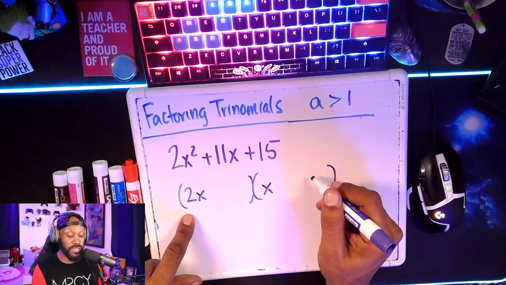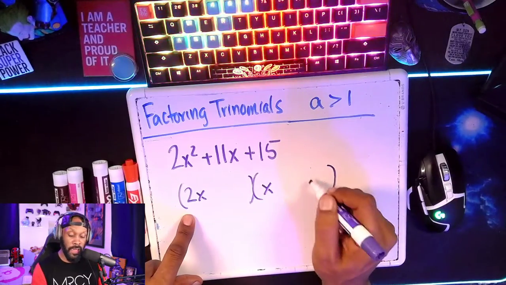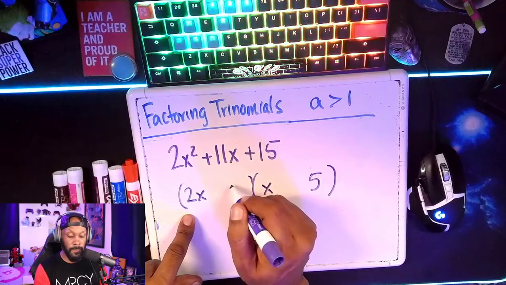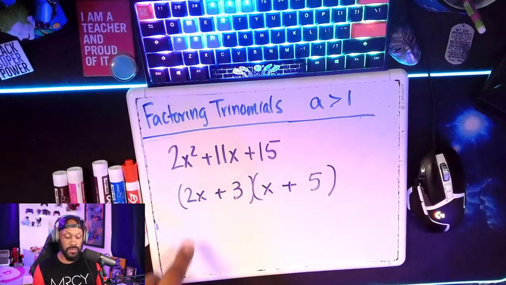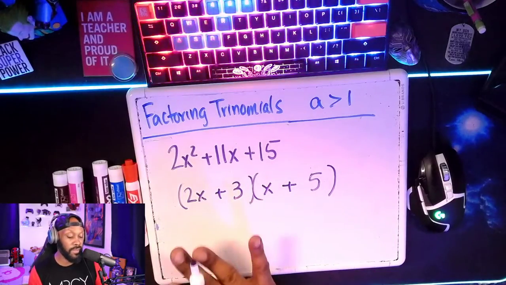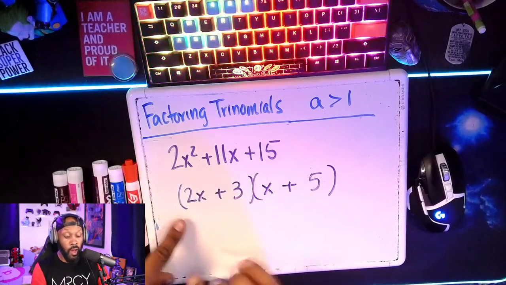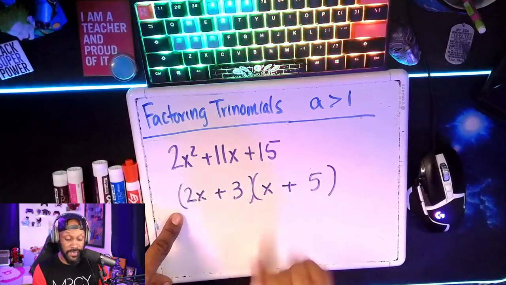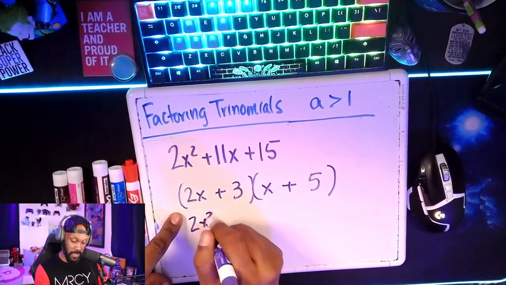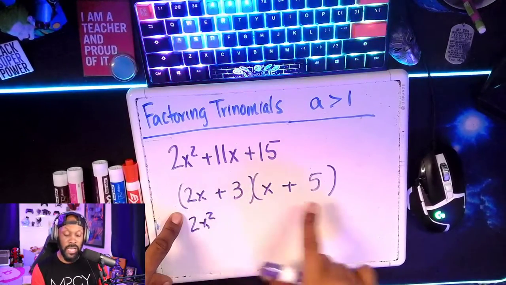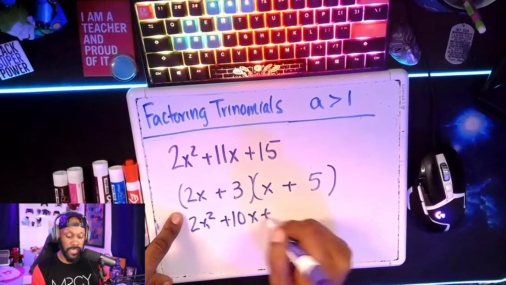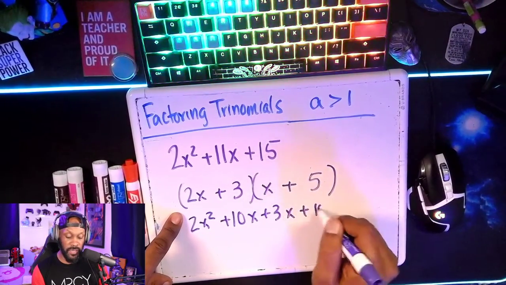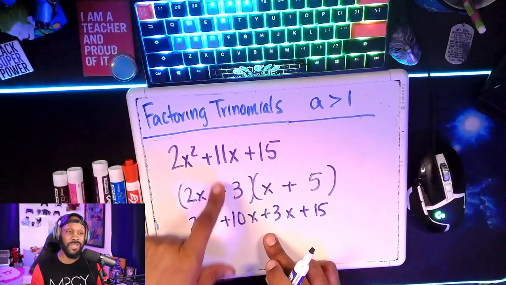So for example, let's do it the wrong way. If I put 5 here and 3 here, and I do this, if I evaluate that, I won't get this, right? So 2x times x is going to give me 2x squared, yes. And then 2x times 5 is going to give me 10x. 3 times x is 3x plus 15. You can already see, right, it's going to be too big.